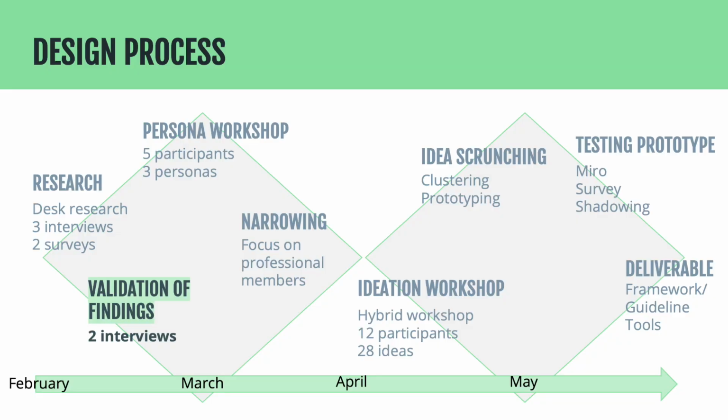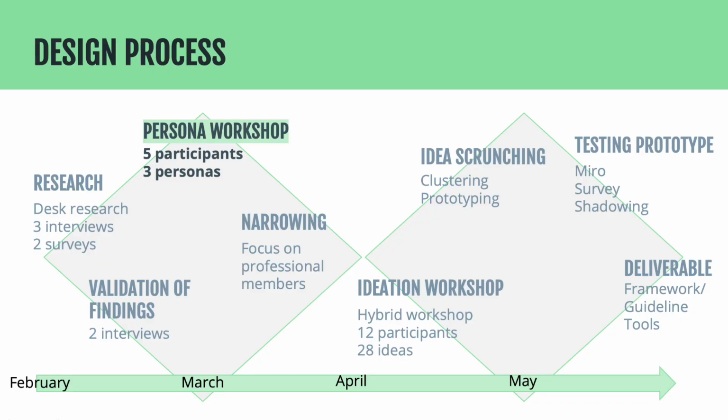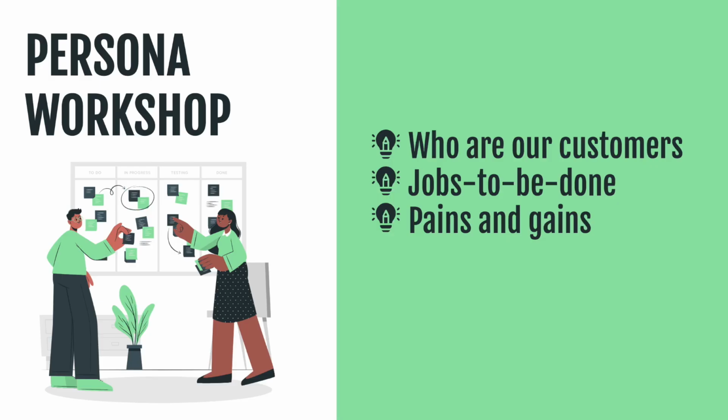And we went back to SDN and kind of validated these findings, and also talked about prioritizations within the project. And then we went on to create a persona workshop. So the goal of that workshop was to identify who actually are the customers of the community. What are their jobs to be done? What are their pains and gains? And also we wanted to focus on those members who are paying, right? Because there are also other members, community members, but who are these paying members of SDN?